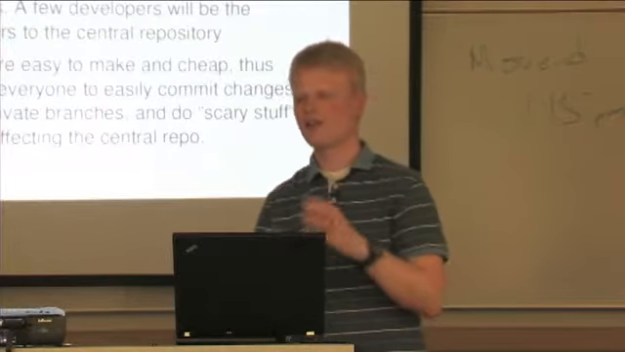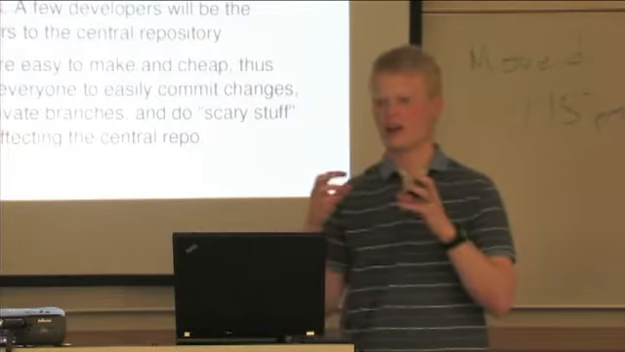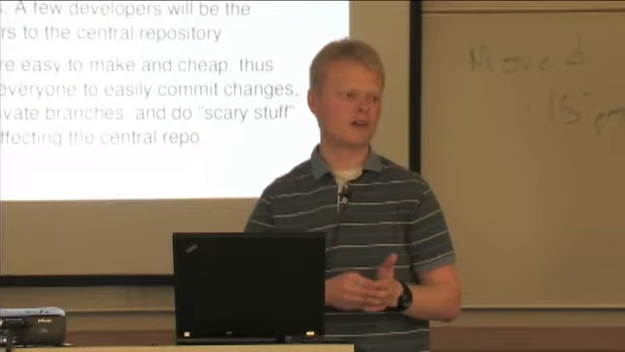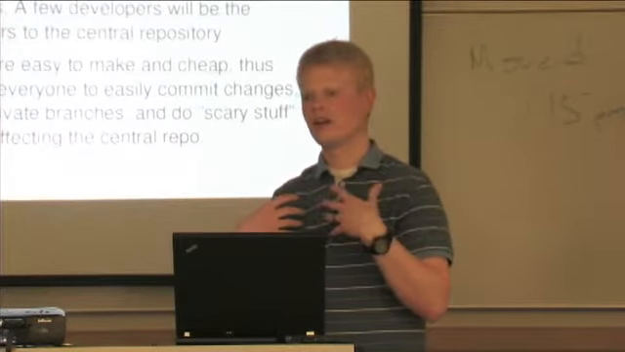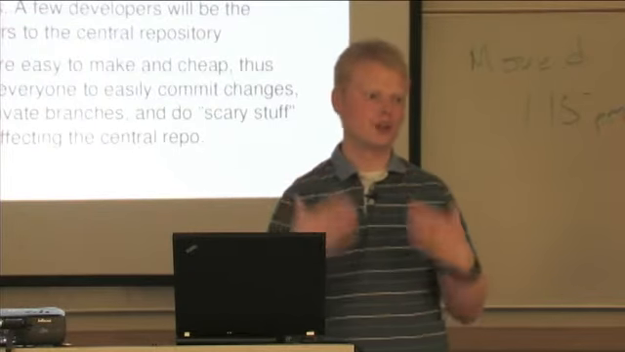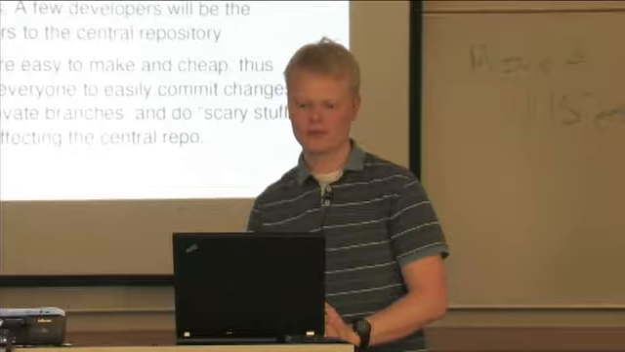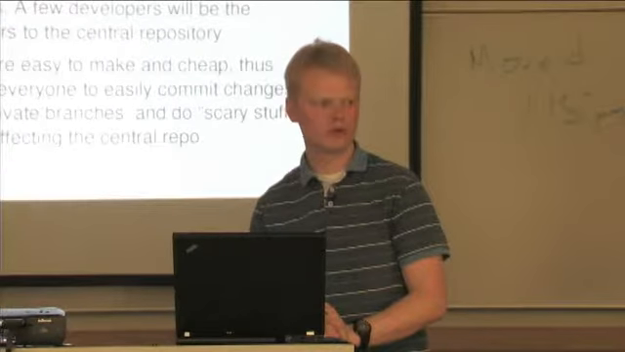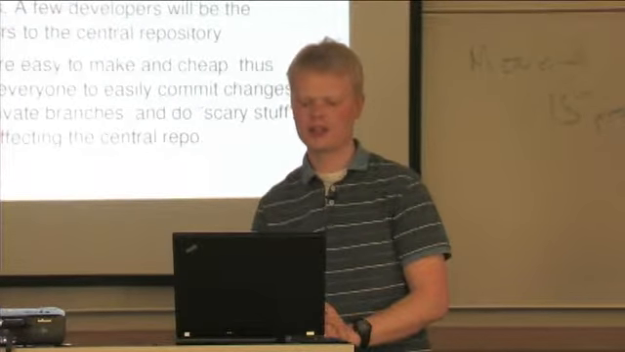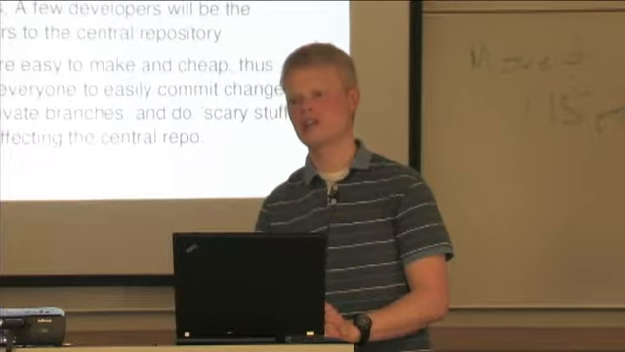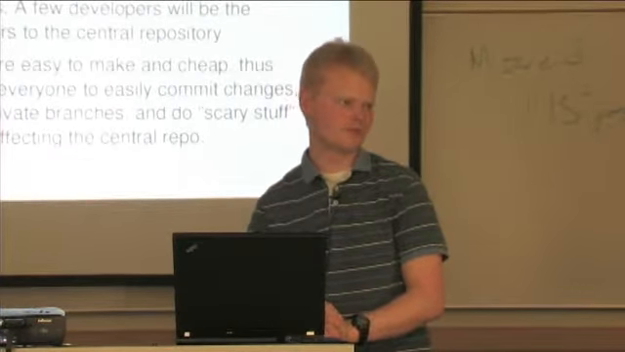So we're going to move our repository from ARC to CAUS. That will be the official version where all the builds are made from, and if it's in there, then it's an official feature or fix of cluster resources. Clones are easy to make and are cheap, relatively speaking. Thus, it makes it easy for everyone to commit changes, create private branches, and do scary stuff without affecting everyone else.